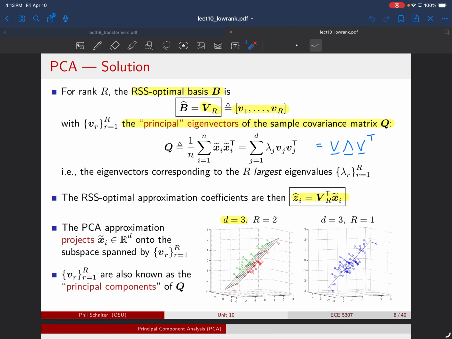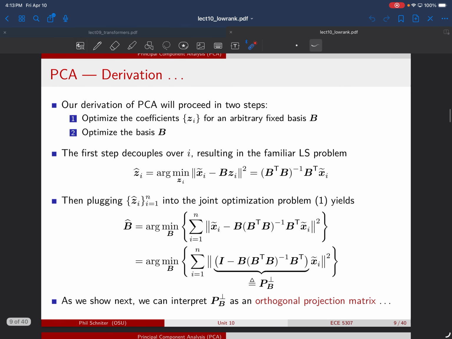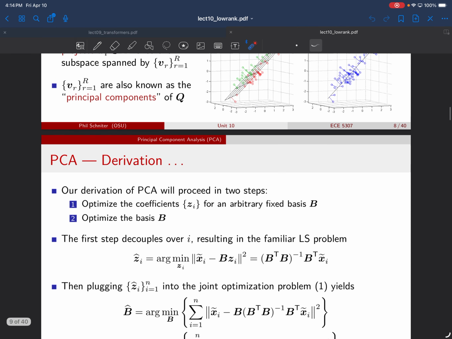Any questions on the high-level PCA stuff until now? Okay, so let's look at the derivation of PCA. So basically, you have a two-step derivation. The first step is to optimize the coefficients Zi for any fixed basis B, and then plug in that solution so that we now have an expression that is only a function of B, and then we'll optimize the basis B. So the first step is super easy.